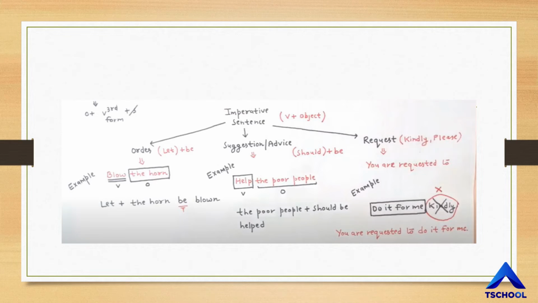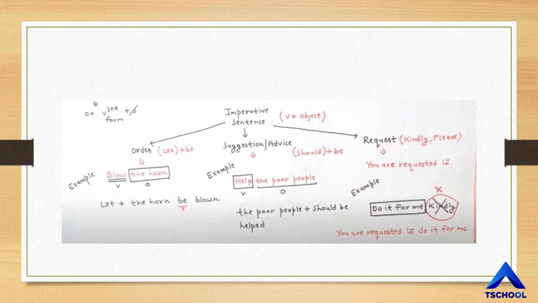Again, I have divided imperative sentence into three concepts, that is the order, the suggestion or advice, and the request. Verb plus object, the subject is to be understood. Look at the first concept, that is the order. We need to put let plus be. We'll look into the example given below so the concept would be clear.